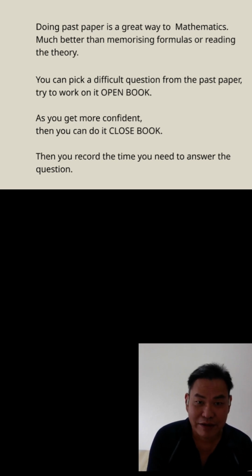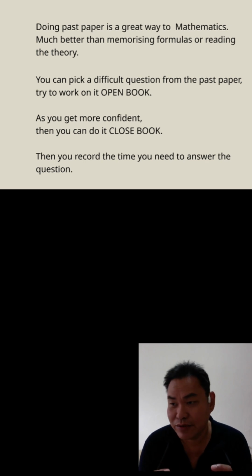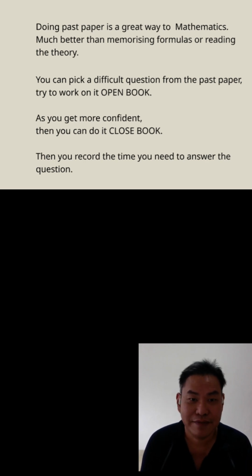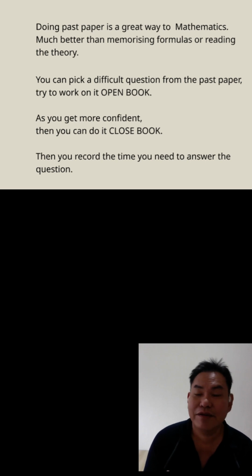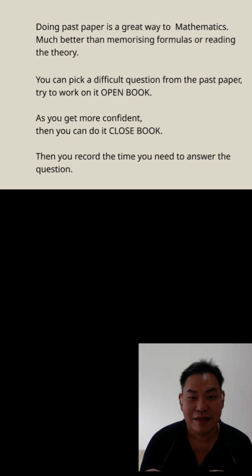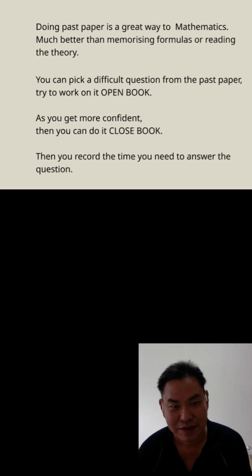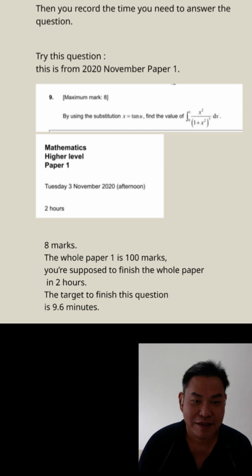You can pick a difficult question from the past paper and try to do it open book. As you get more confident, then you can try to do it closed book. Then you can record the time you need to answer the question. For example, you can try this question.